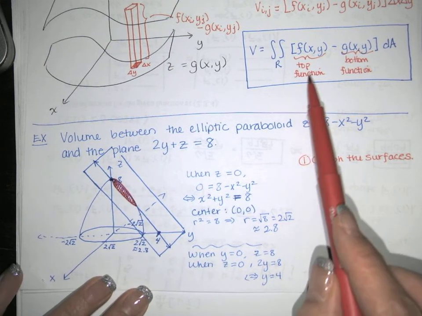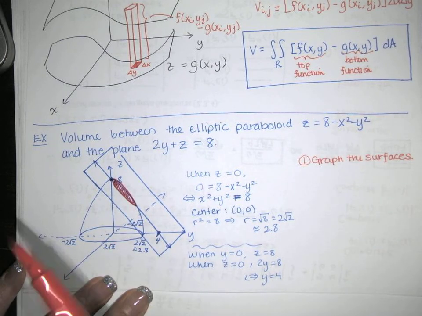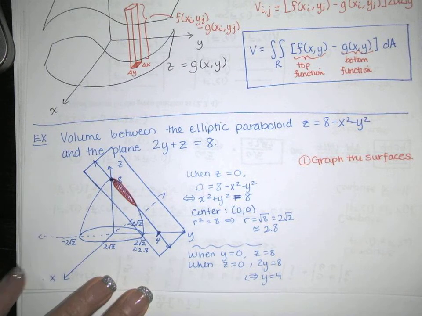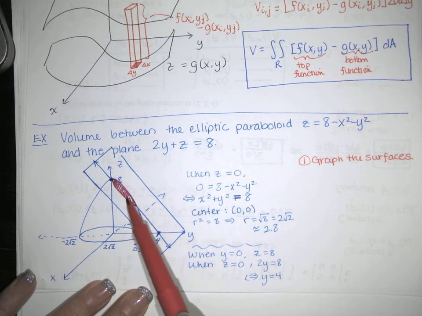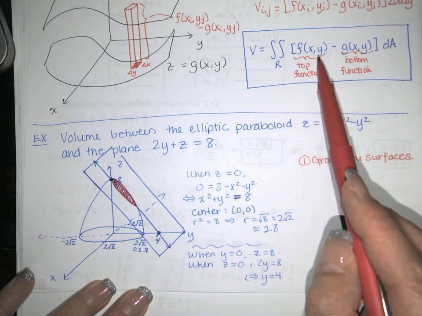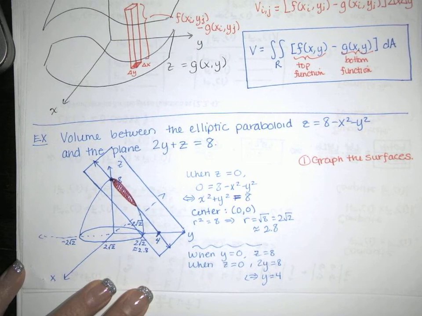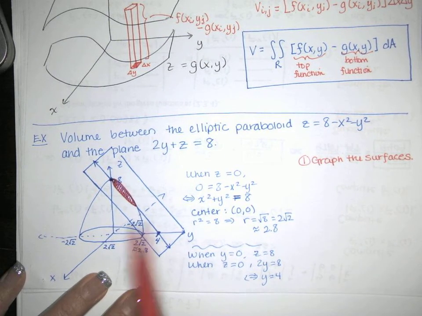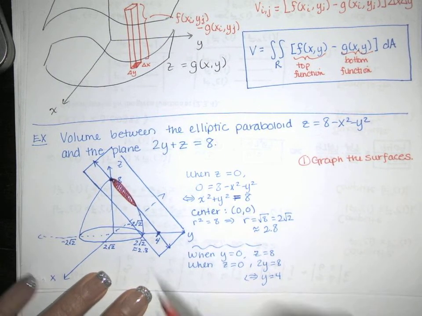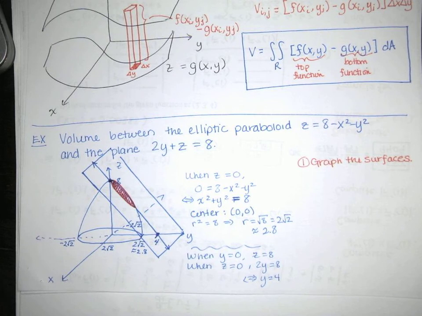So we wanted to graph the surfaces so we could identify the top function and bottom function. Now we have. The top function is the elliptic paraboloid and the plane is below it. The plane is cutting into our elliptic paraboloid. So that's the bottom function. Now we've identified the top function and bottom function. We also need to find the region R. So let me write all of that down, and then we'll find the region R. So we graph the surfaces, then we identify the top function and bottom function.